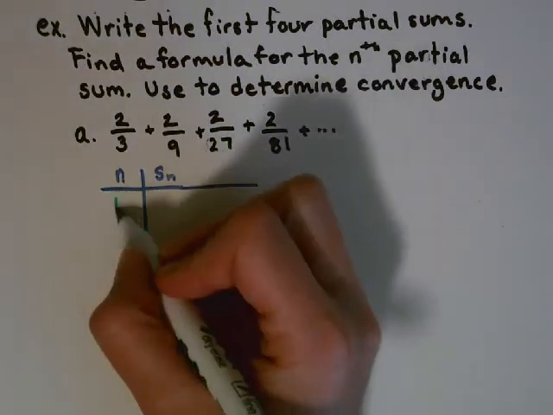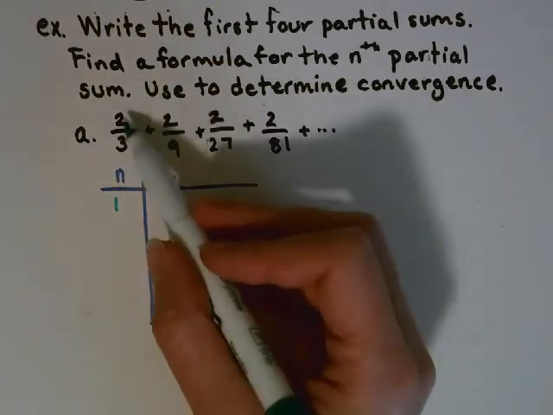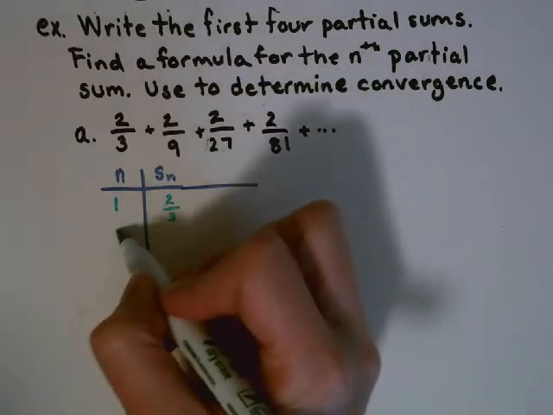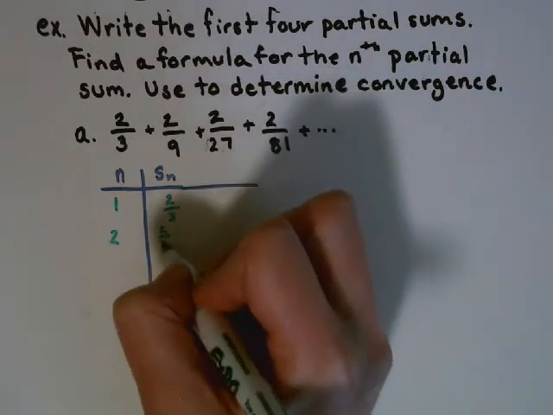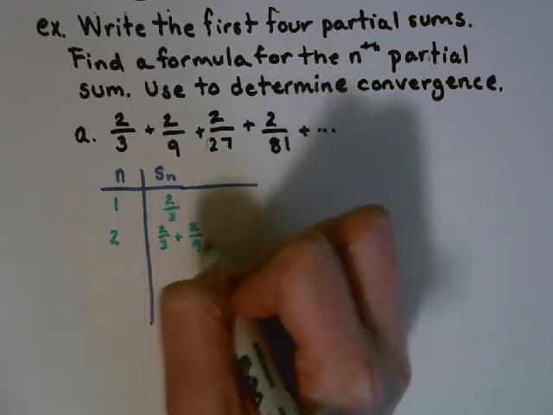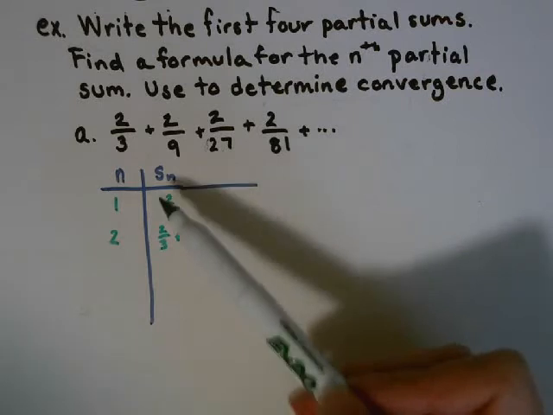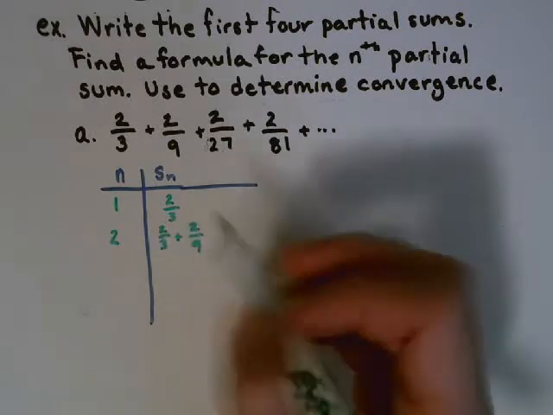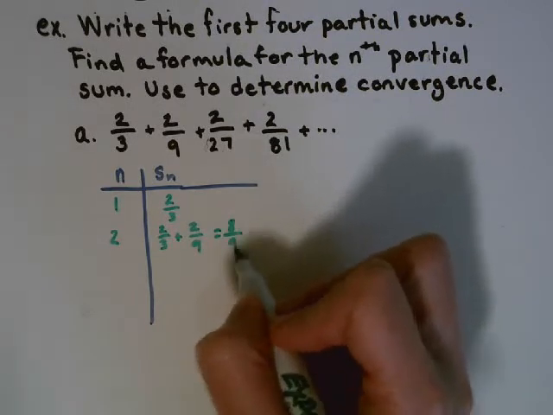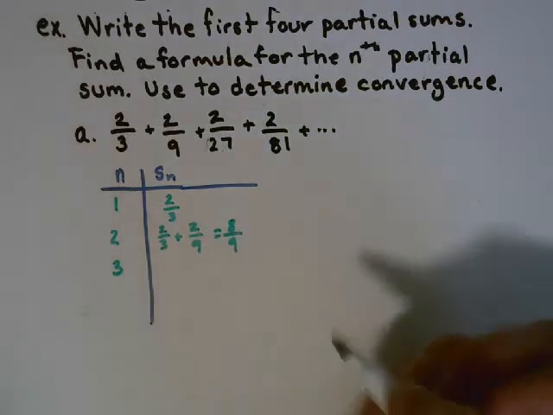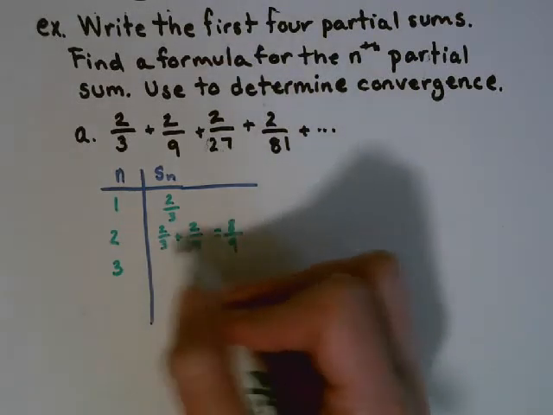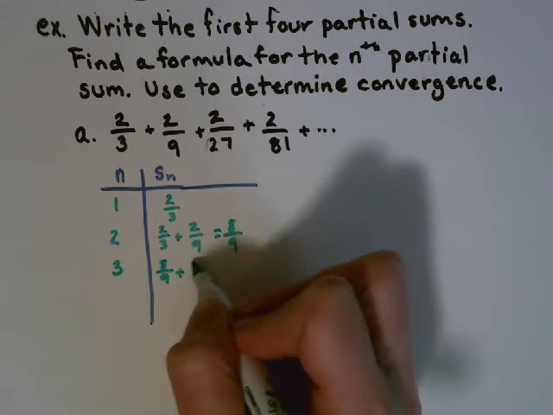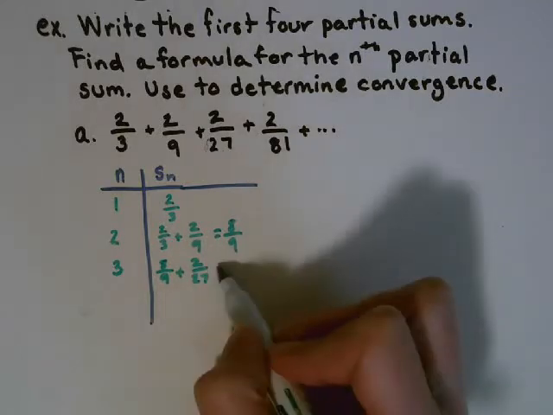So we're going to find the first partial sum, which means we're going to add the first one term, which is going to be 2/3. For the sum of the first 2 terms, that's going to be 2/3 plus 2/9. Well, 2/3 getting a common denominator is going to be 6/9. So 6/9 plus 2/9 is going to be 8/9. The first 3 is going to be 2/3 plus 2/9 plus the next one. So that's going to be 8/9 plus the next term 2/27.